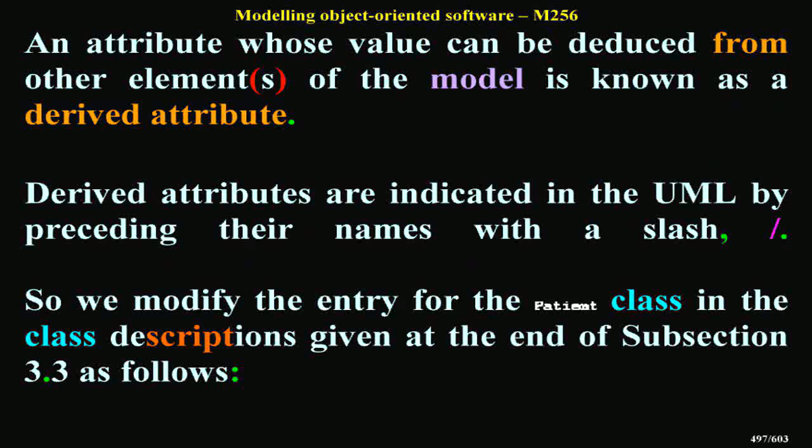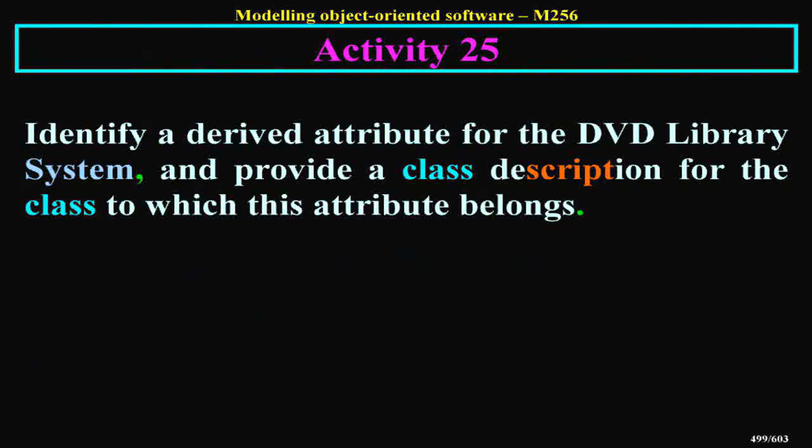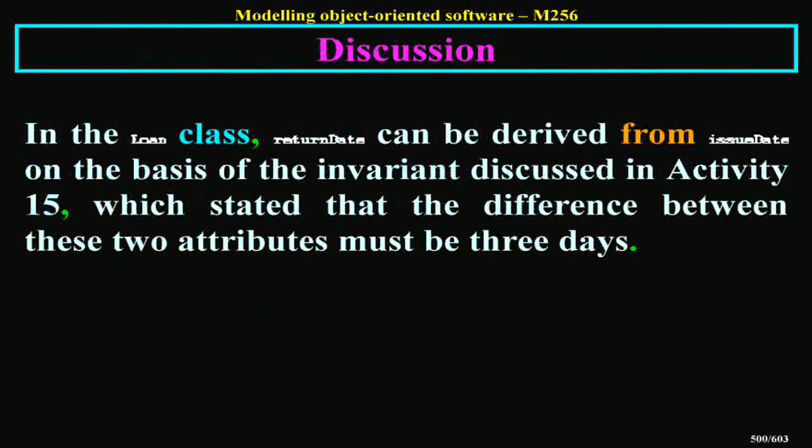So we modify the entry for the class in the class descriptions given at the end of subsection 3.3 as follows. Class. A patient in the hospital. Attributes. The name of the patient. The sex M or F of the patient. The date of birth of the patient. The age of the patient in years. Activity 25. Identify a derived attribute for the DVD library system and provide a class description for the class to which this attribute belongs. Discussion.